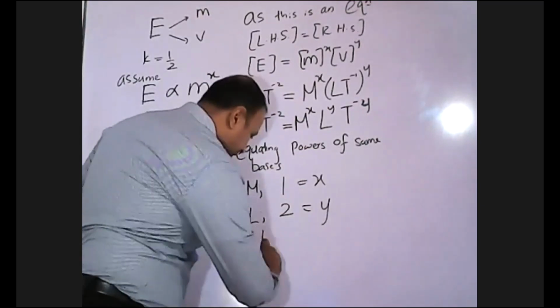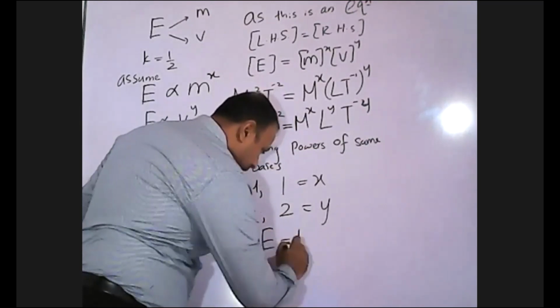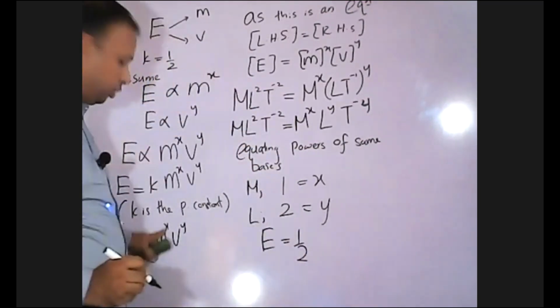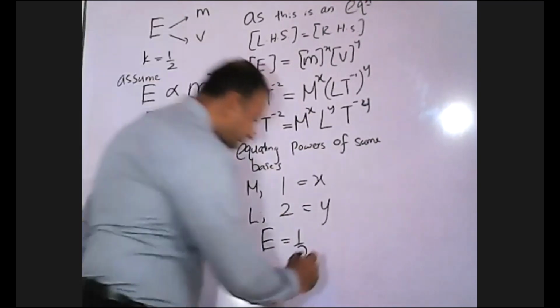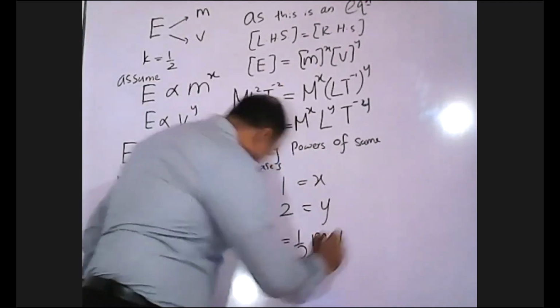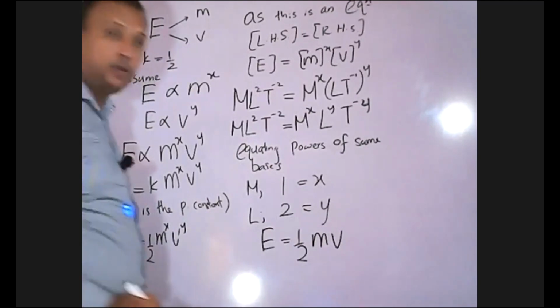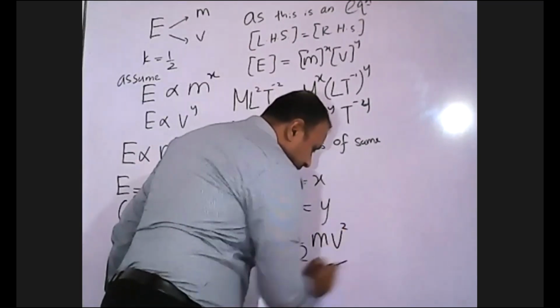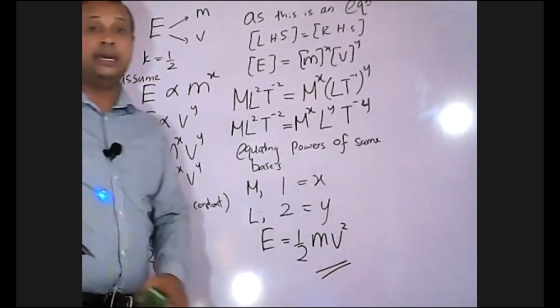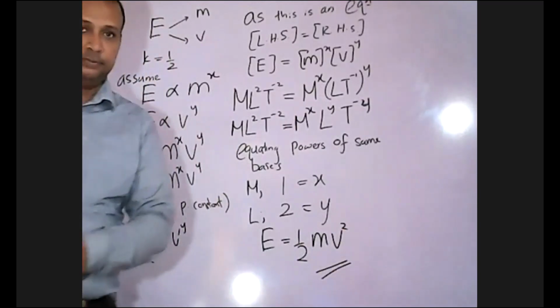So E is equal to half M to the power X, where X is equal to 1, V to the power Y, where Y is equal to 2. You have to substitute those values in that equation. Okay?